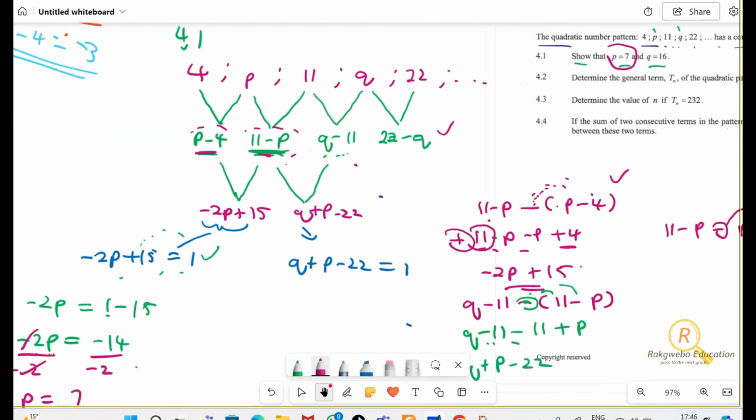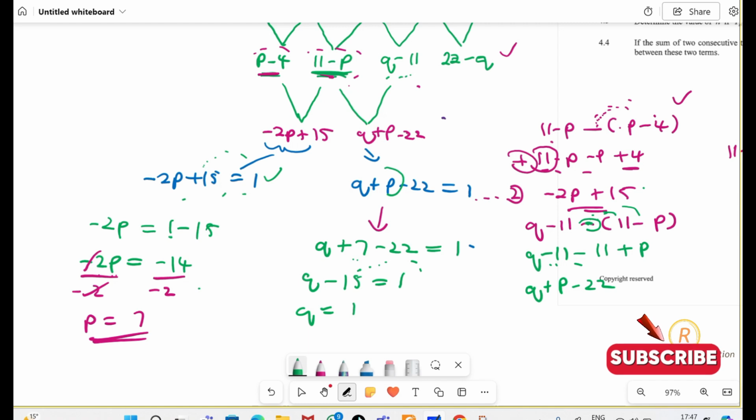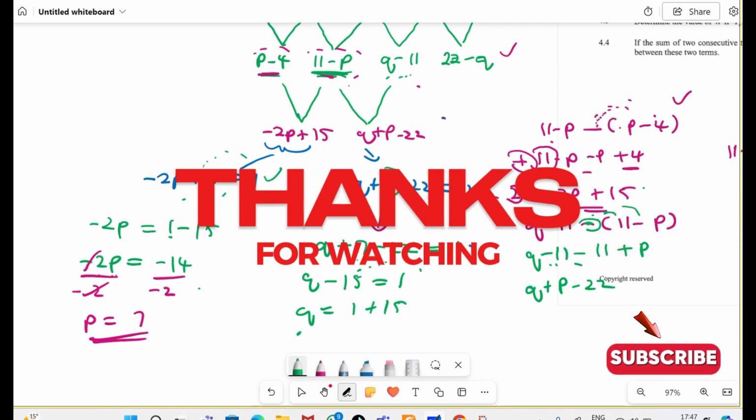Now that we have the value of P, we can go to the second equation. We're basically solving simultaneous equations. We're going to substitute our 7 there and solve for Q. So Q is what we're looking for. Our P, we found, is 7. So 7 plus Q minus 22 is equal to 1. You can just solve this first: what is 7 minus 22? Negative 15, is equal to 1. Now you take the 15 to the other side, so Q is equal to, when it goes to the other side, it moves from being negative to positive. Therefore your Q will be equal to 16, as mentioned.